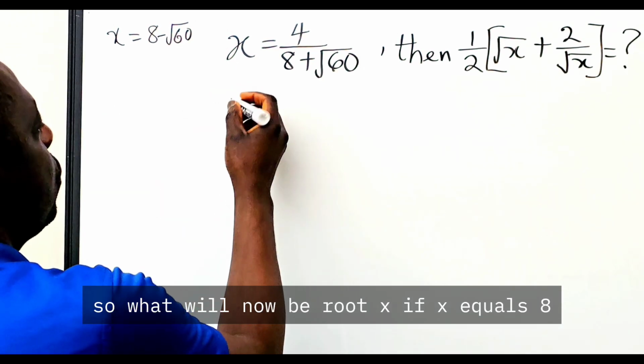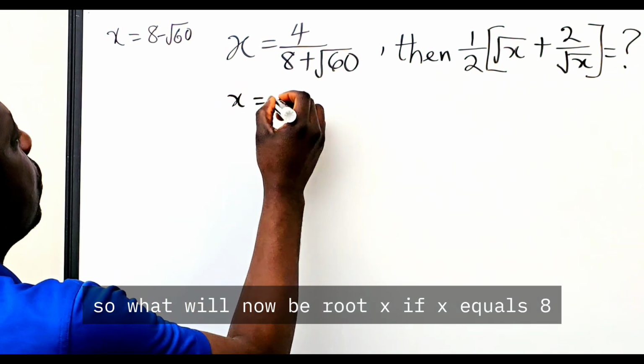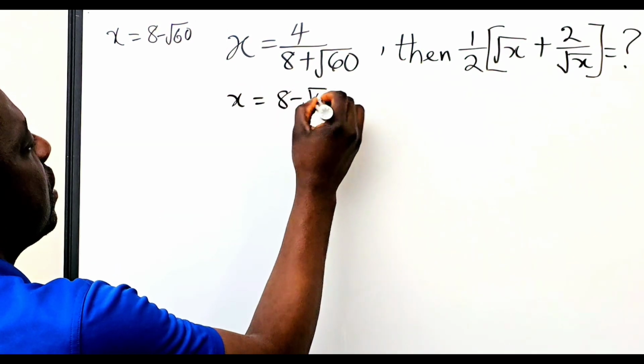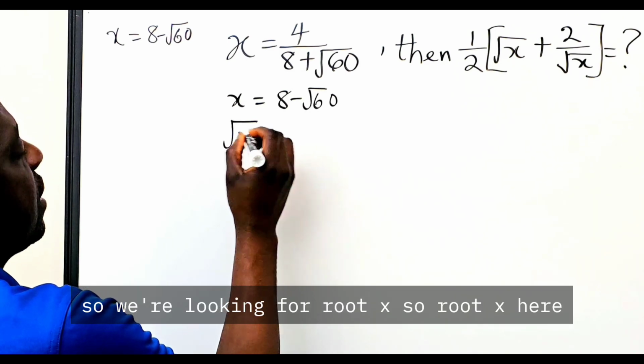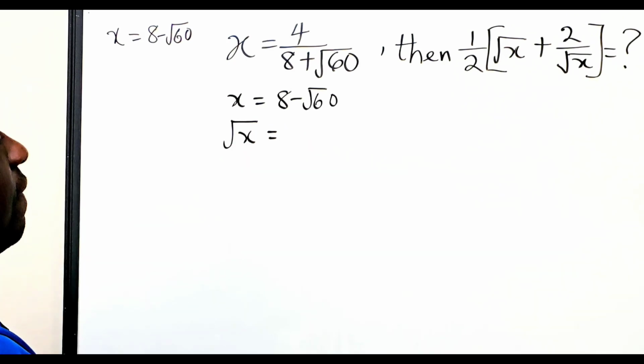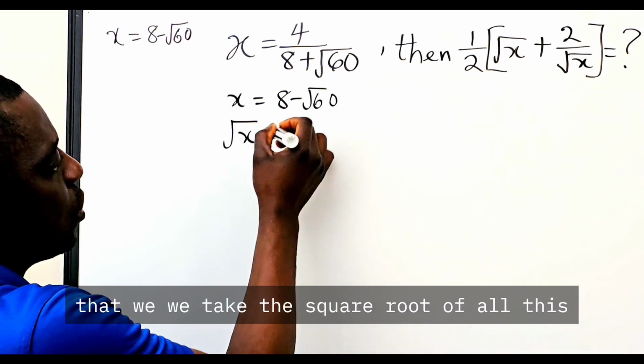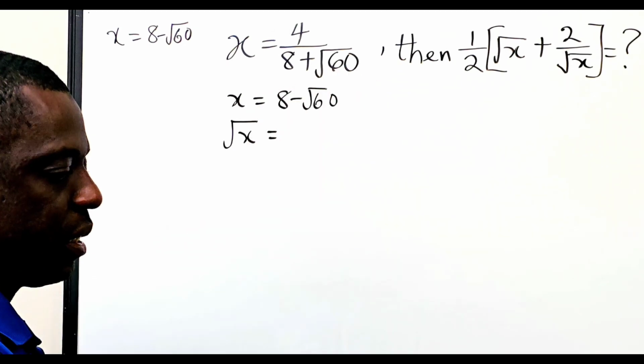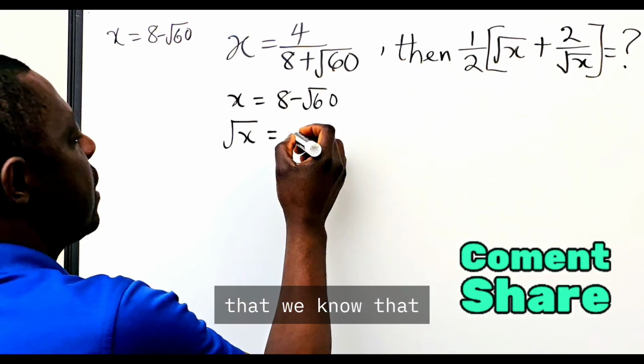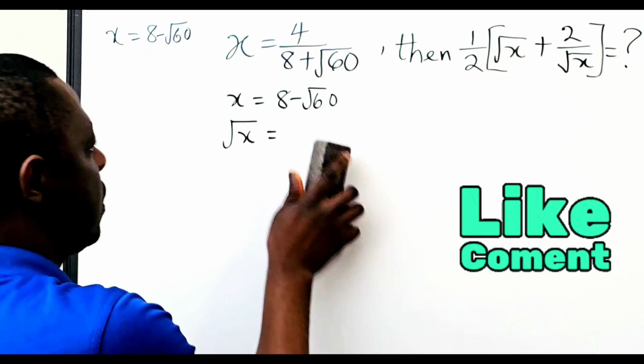So what will now be root x? If x equals 8 minus root 60, we're looking for root x. So root x here is telling us that we take the square root of all this. But before we do that, let me remove this.